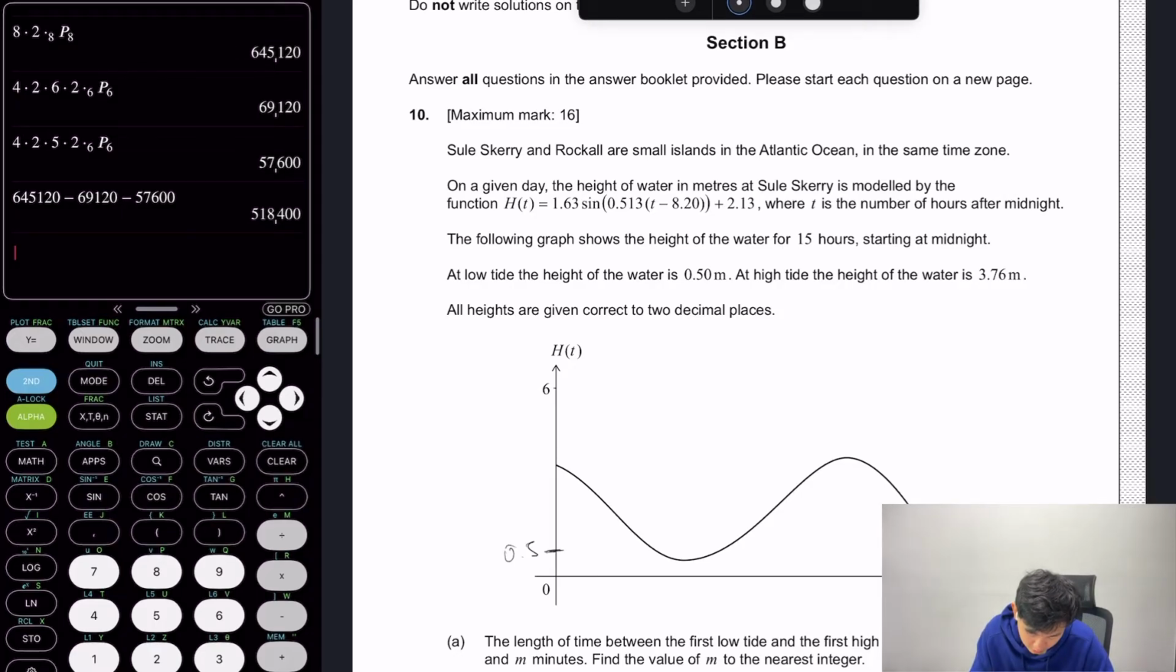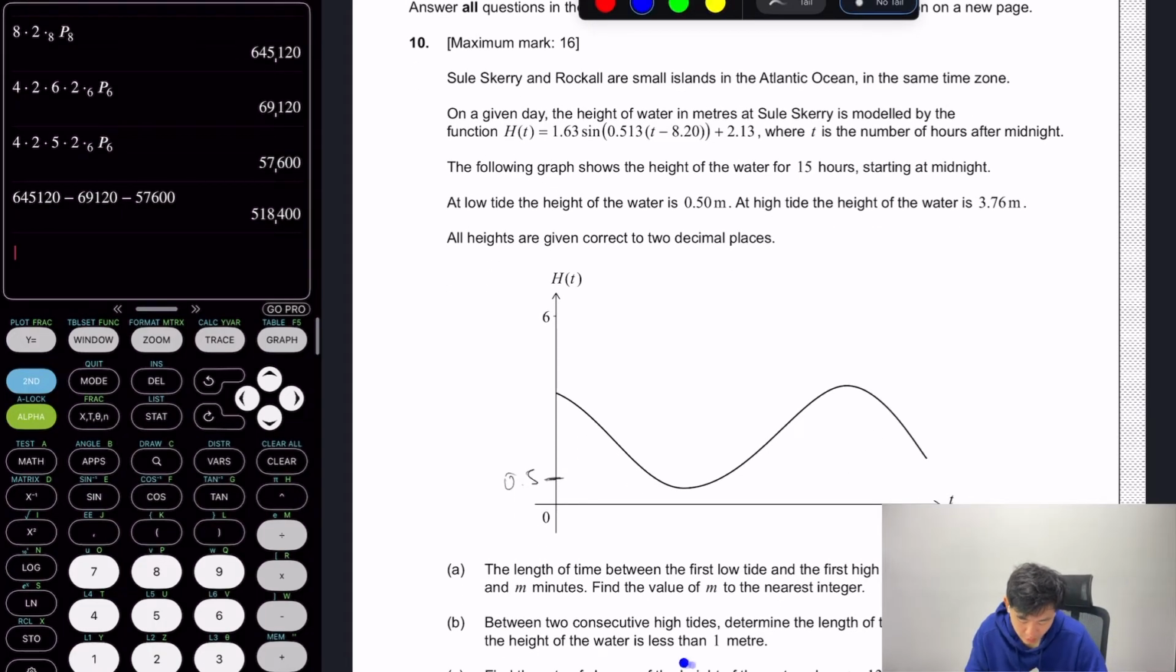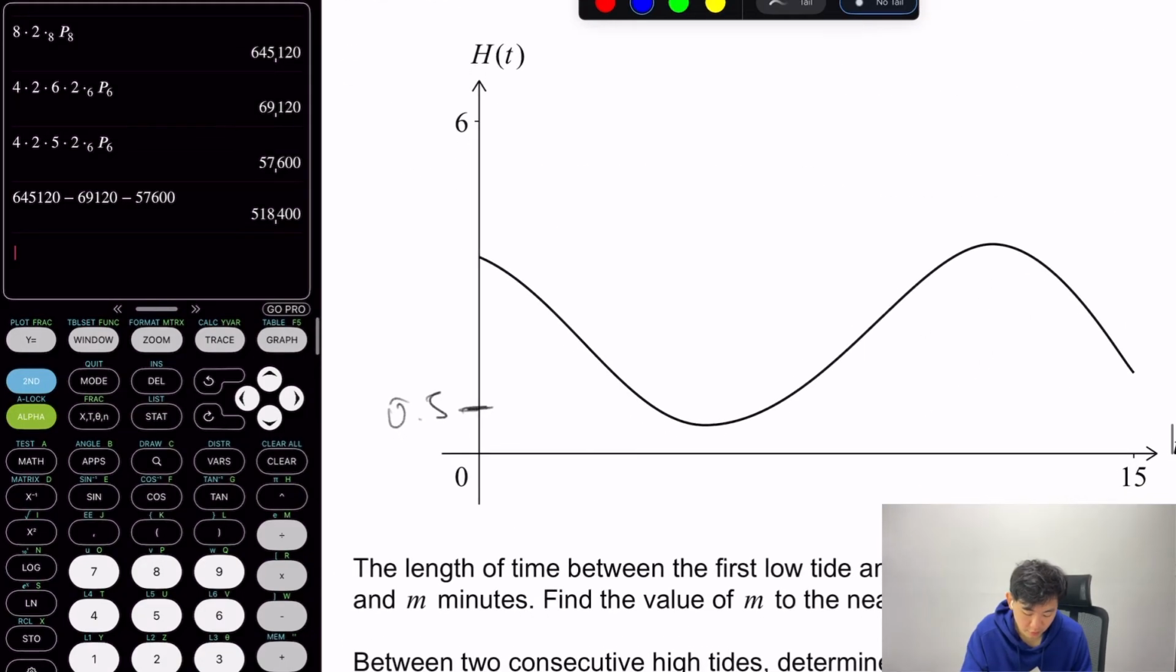And then, what do you have to find? The length between the first low tide and the first high tide, which is this particular one. What is the first low tide? It's actually right there, right? Which is right here. That's the first low tide, that's time number 1. And that's the first high tide, which is time number 2. We're going to find the peak first.